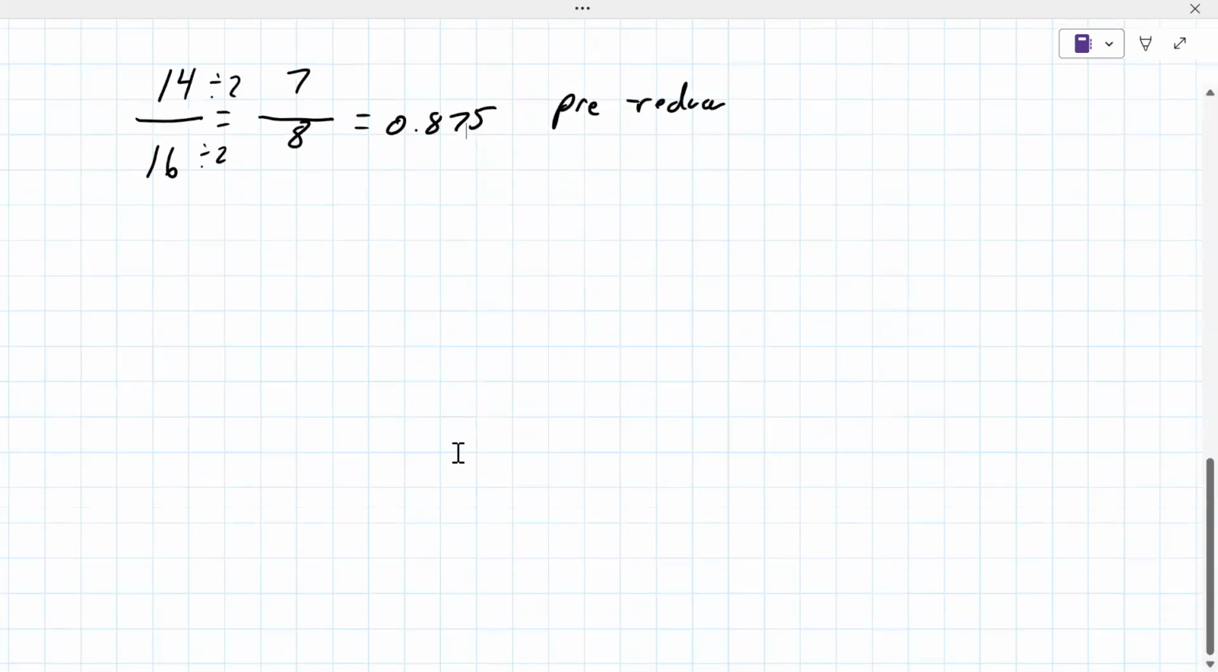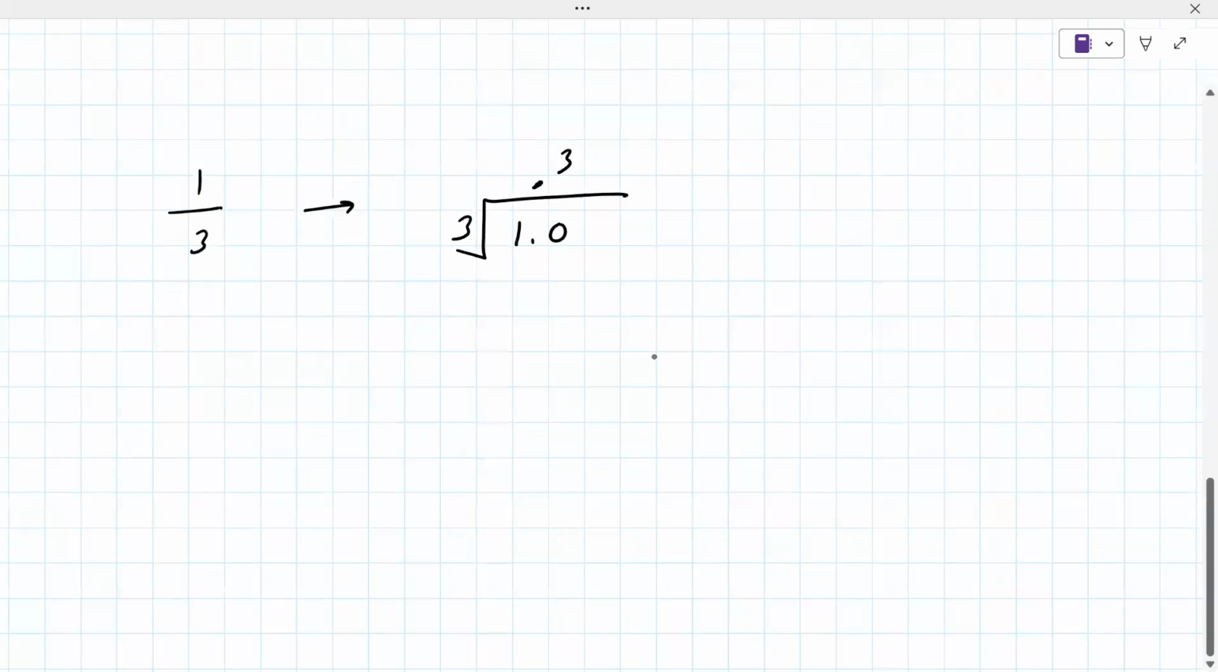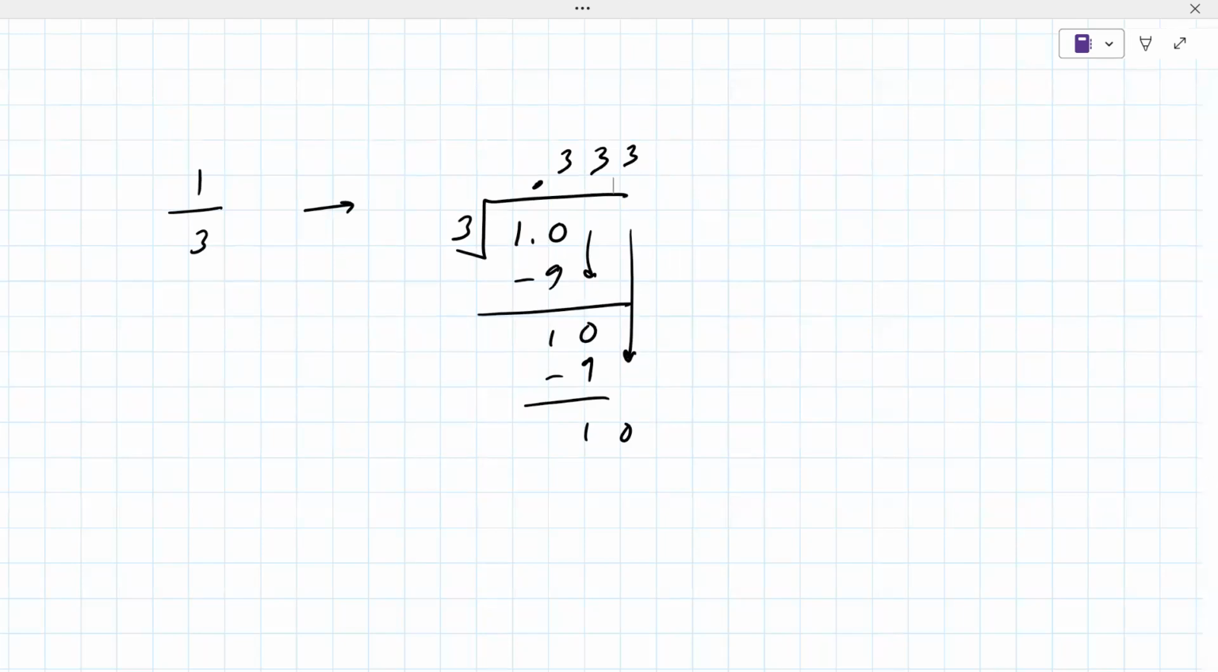Okay. Now maybe you saw this in class, but when you do like 1 divided by 3, this becomes 3 on the outside, 1 on the inside. 3 goes in, so it's 9 subtract 1, bring down the 0, 3, 9 subtract 1, bring down the 0. Do you see the pattern here? So some of these give what are called repeating decimals. Did you guys talk about that in class? Okay, that's good.